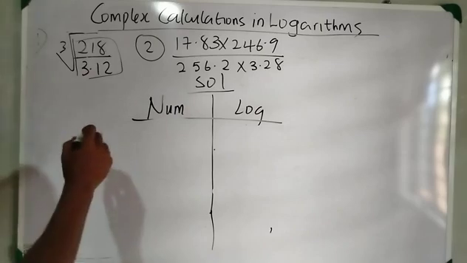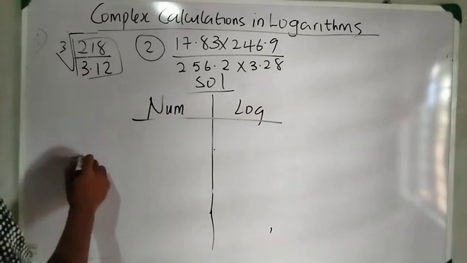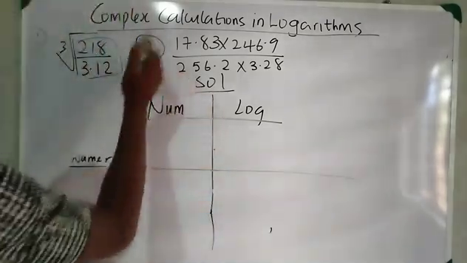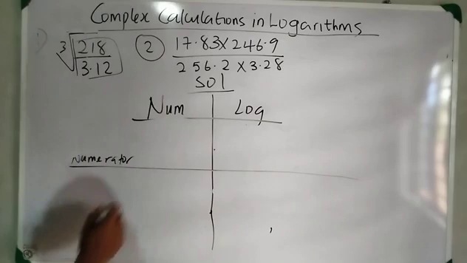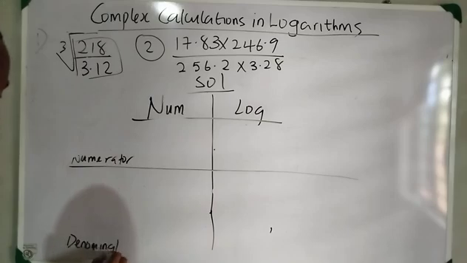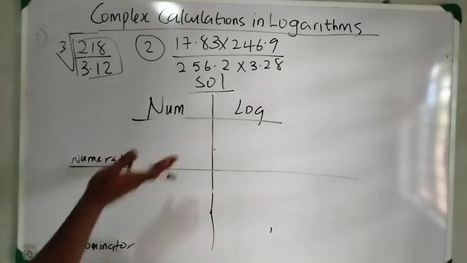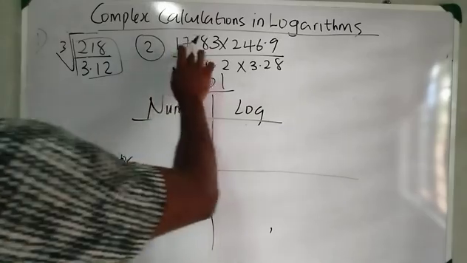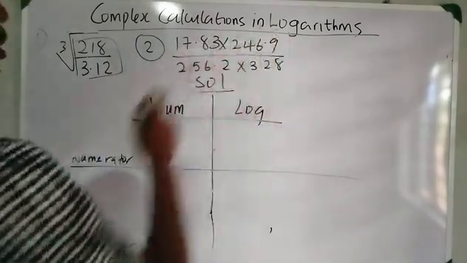So you can actually write it here, somewhere here, that this is the numerator you are working on. Alright? That everything above here is your numerator. And then the bottom side is the denominator, so that you don't confuse yourself. So everything I'm going to write here is my numerator, and everything here is my denominator. So for the numerator, I have 17.83 times 246.9, right?